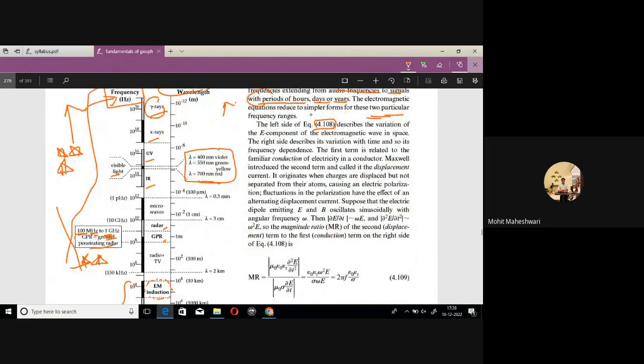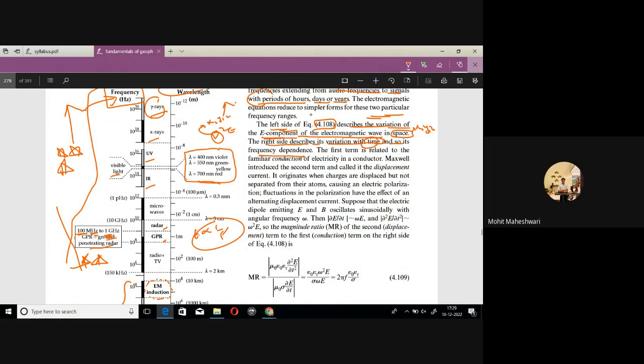The left hand side of this equation describes the variation of the electric component of the electromagnetic wave in space. Space means x, y, and z directions. As you have seen, on the left side of the equation is del square E, and this del square depends on the spatial coordinates. On the right side of the equation there are two terms: one is del E by del t, and another is del square E by del t square. So the right side describes the variation with time, and so it is frequency dependent, as you know that time and frequency are inversely proportional to each other, right?